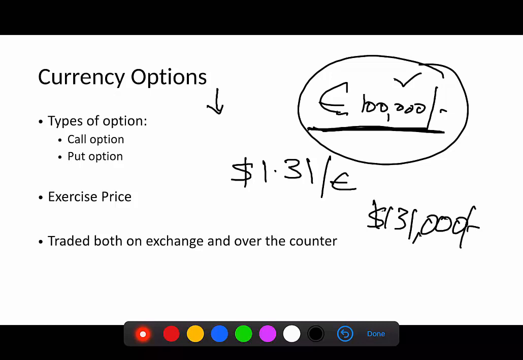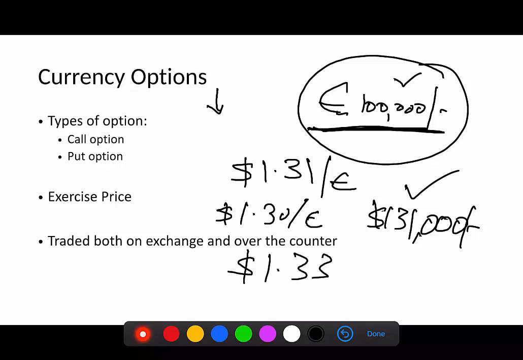But if on that day it turns out that the actual rate is 1.30 per dollar, in this case, what will you do? You will obviously exercise the put option contract. In case of 1.33, will you exercise the option contract? If this is the price on the day of maturity of the contract, if this is the actual exchange rate between the euro and dollars, no, you will not exercise.